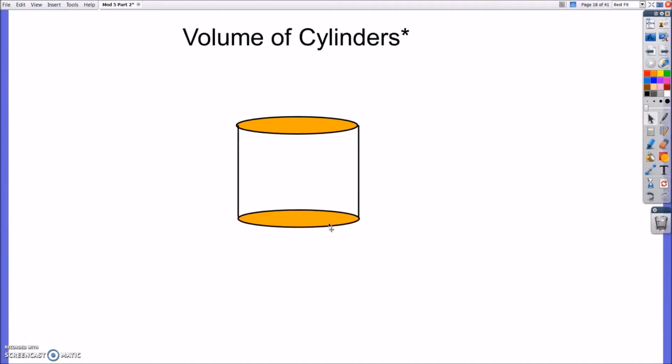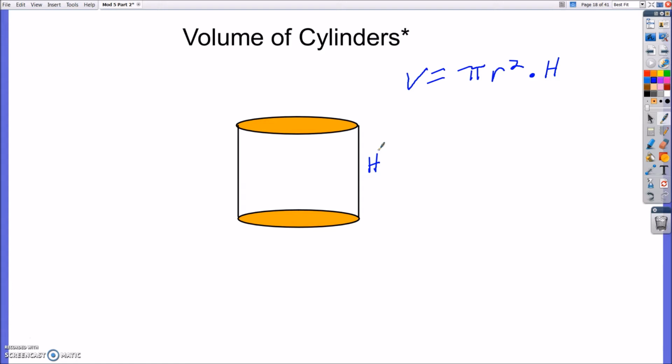Okay? Now the formula for a cylinder is, the volume for a cylinder is pi r squared times the height. So if you guys remember, pi r squared is the area of a circle. It's the area of one of these orange circles. And if you picture these like CDs, they're just stacked up on top of each other. So you would multiply whatever the area is of one of these circles on the bottom by the height. That would give you the volume of all your shapes.